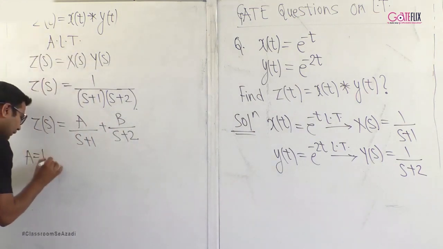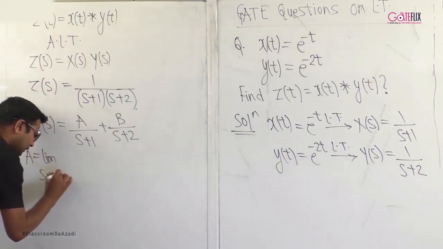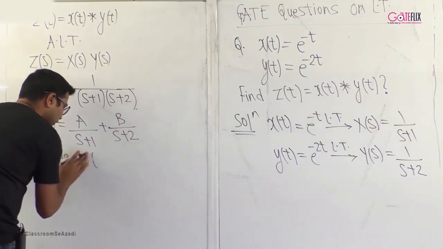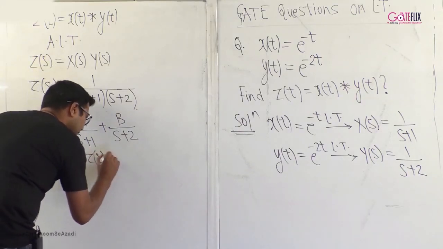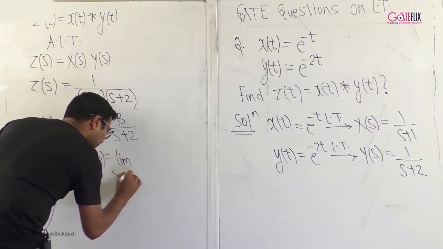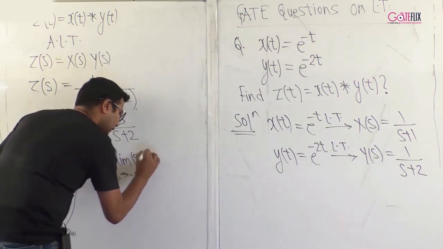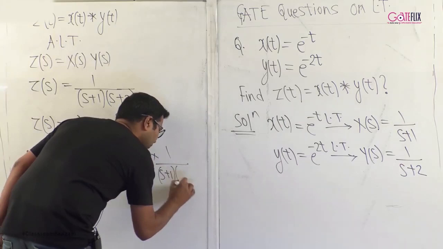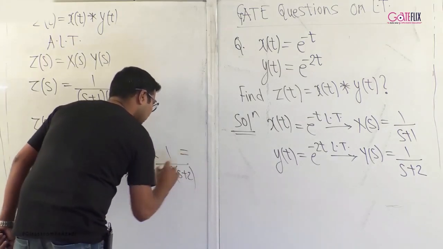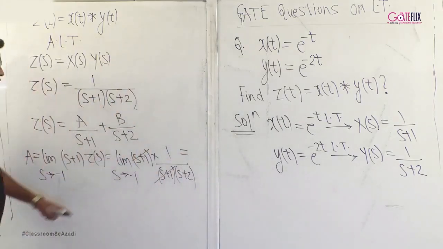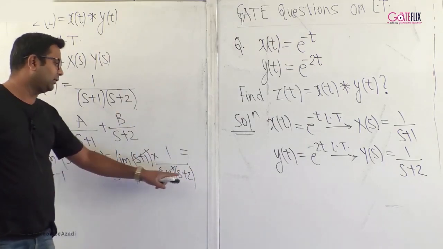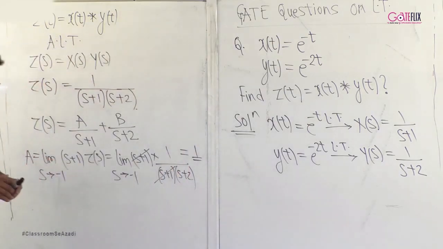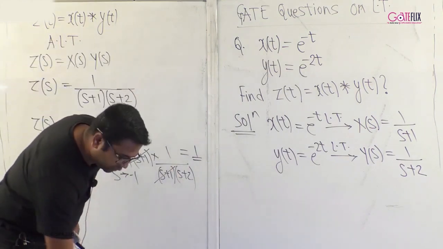So, A will be limit s tending to minus 1, s plus 1 into capital Z of s. So, it will be limit s tending to minus 1, s plus 1 multiplied by 1 upon s plus 1 into s plus 2. So, s plus 1 will get cancelled. If you substitute minus 1 in place of s, A will come out to be 1. Similarly, we have to find the value of B.